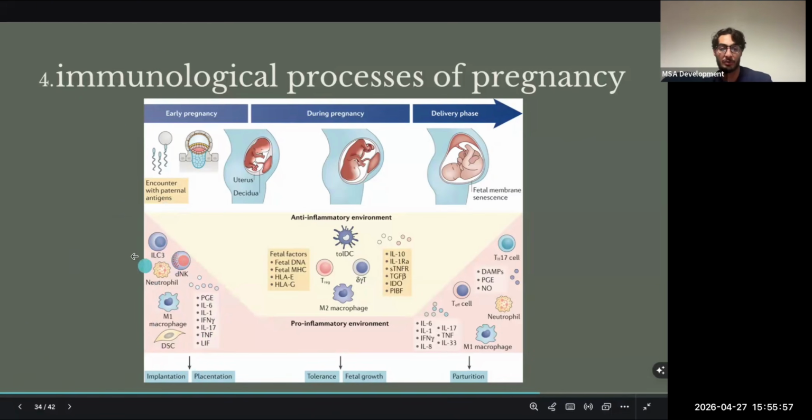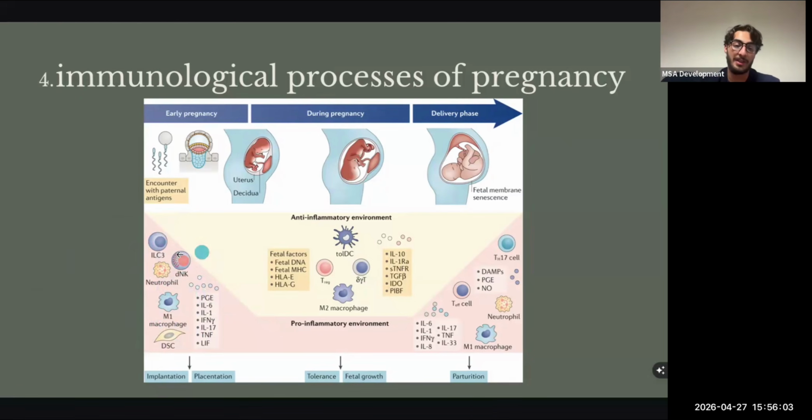This is early pregnancy, and the most predominant cells are going to be the natural killer cells, and that's because they are going to promote angiogenesis, and they're going to allow this bundle of cells, this blastocyst, to receive all of the nutrition that it needs to grow. Sort of in the middle of pregnancy, it would be a general anti-inflammatory environment. You're going to get these macrophages that are M2.